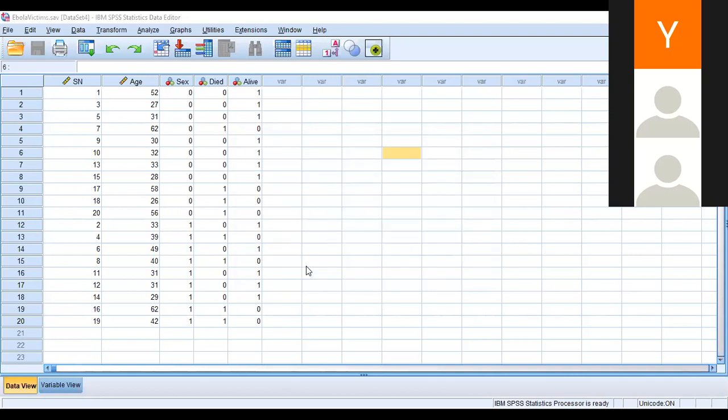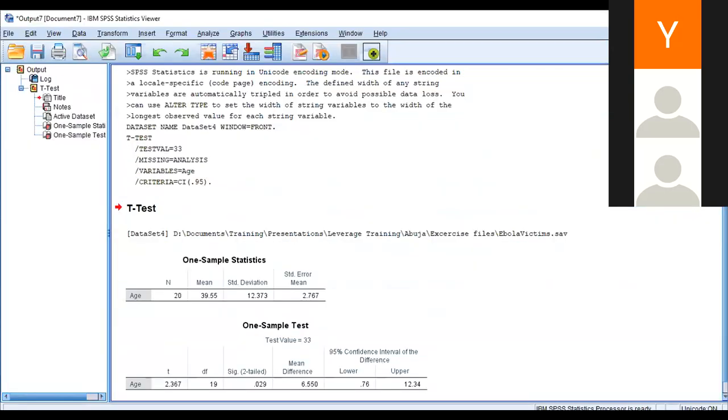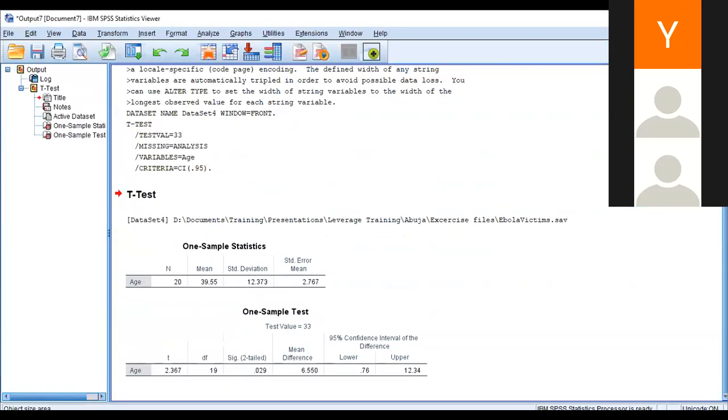I don't know if you can see the output. Let me share. I've shared the output. Can you see? Yes. This is the output. This is the mean. The mean we calculated, 39.55. This is the standard deviation we calculated.